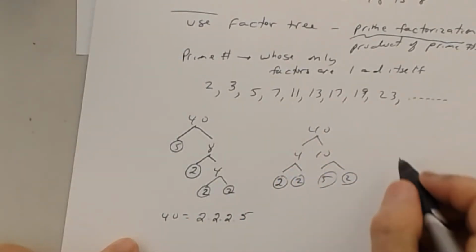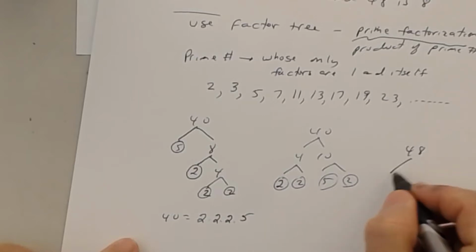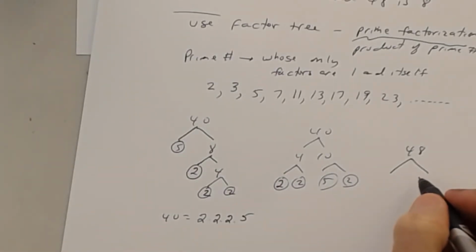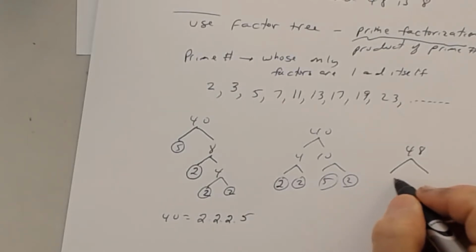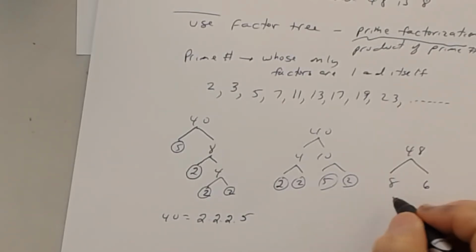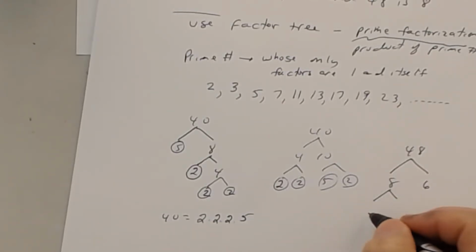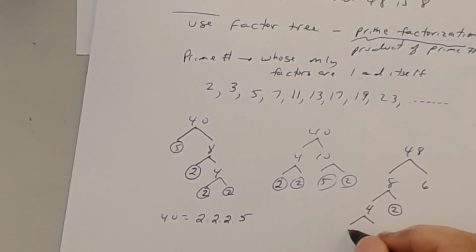Now let's do 48. Give me two numbers whose product is 48. 6 and 8, okay. All right, what about 8? 4 and 2. Which one can I circle? The 2. 4 is what? 2 and 2. I can circle those.